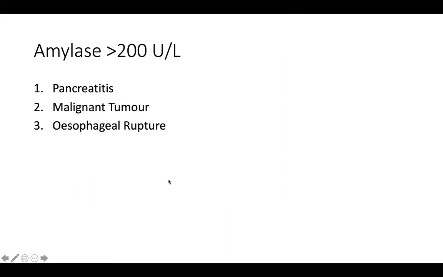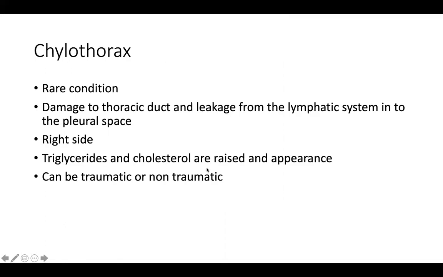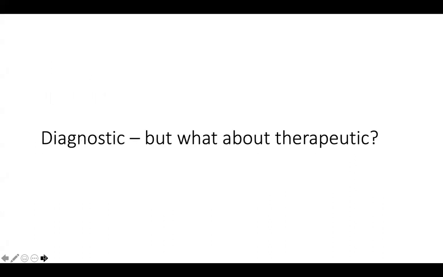Amylase, we're all familiar with amylase and pancreatitis. No surprise then that if you get a pancreatitis-associated pleural effusion, your amylase is high. The other things that can cause it are again malignant tumours or oesophageal rupture. And chylothorax, we talked about earlier, but I just wanted to put a summary aside for you. If you get damage to the thoracic duct, you can get that, and you'd expect high triglycerides and cholesterol, which makes sense because you've got damage to your lymphatic system. This can be traumatic or non-traumatic. I don't think this is as high yield, so I just put it in there for you to be aware of it more than anything.